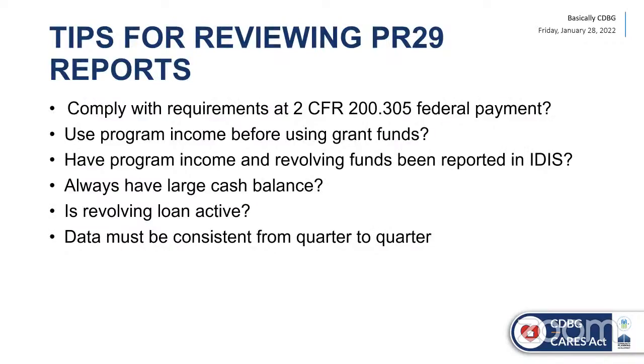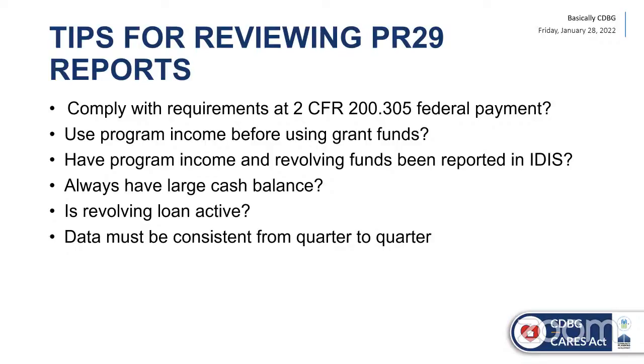So some of the things that you'll be thinking about when you do the PR29 report is, first of all, have you complied with the requirements at 2 CFR 200.305 regarding federal payments? This is the general circular about using federal funds. And a lot of that is regarding the fact that you need to use your program income before you're using your grant funds. So any kinds of local funds that you have, program income or refunds or credits, you always have to use those before drawing down your treasury funds.